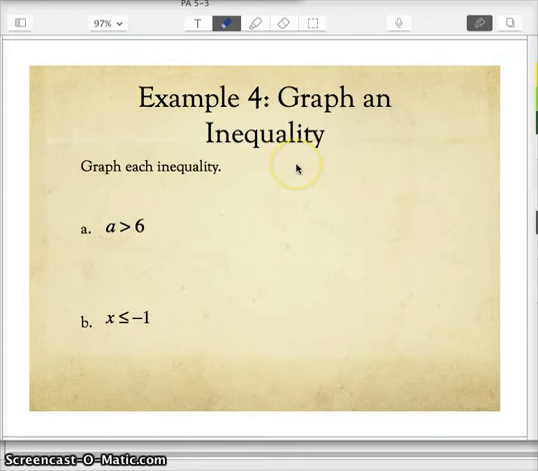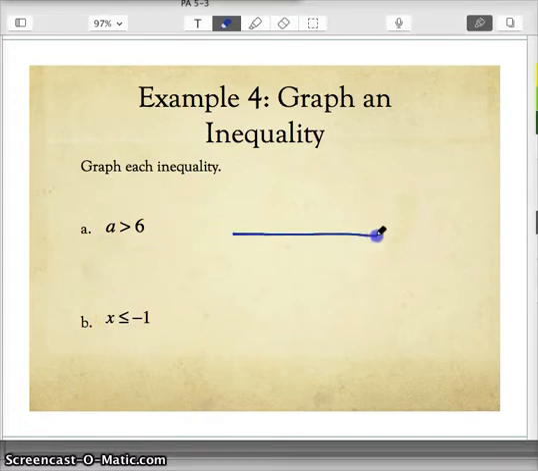Here in example 4, you'll see that we have not only symbols to use to represent our inequalities, we can also graph them. So in example 4, we're going to graph inequalities that match each of the inequality expressions that we have. So when I'm thinking about graphing an inequality, I want to show graphically all of the values that are represented here.